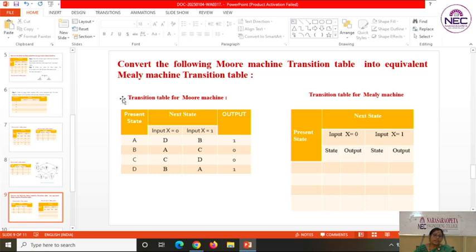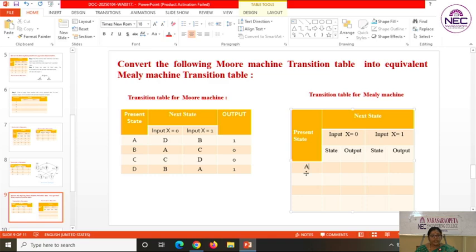Let us consider another example, Moore machine to Mealy machine. This is the Moore transition table, and this is the Mealy transition table. The Moore to Mealy conversion is easy. First, identify the states: there are 4 states, A state, B state, C state and D state.